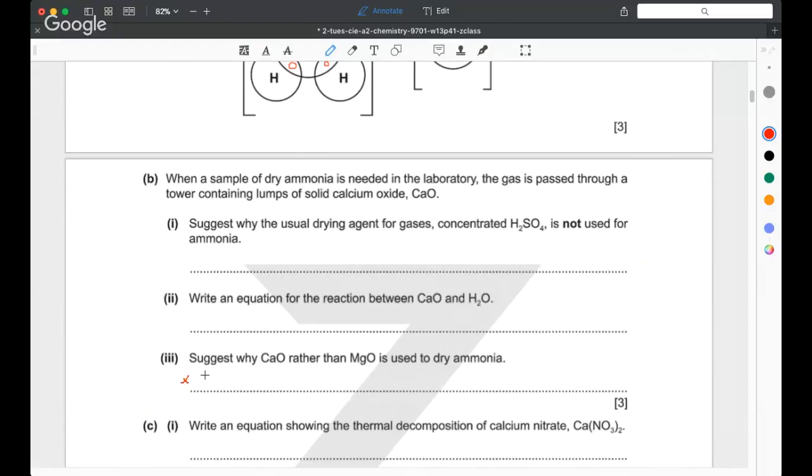You know from your work on group 2 trends that calcium oxide is more soluble than magnesium oxide. And that's the reason that calcium oxide can absorb more water than magnesium oxide can absorb. And that's the reason that the calcium oxide is used to dry the ammonia rather than magnesium oxide. So you just had to apply that knowledge of calcium oxide being more soluble than magnesium oxide. You just had to apply that known knowledge of group 2 chemistry in that unfamiliar environment there.